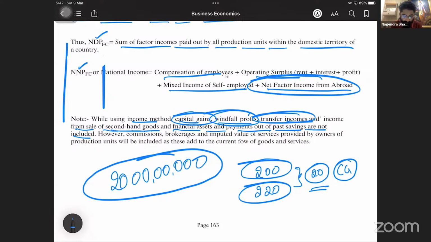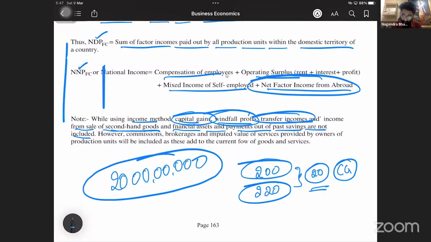And income from sale of second-hand goods. You are selling goods which you have already purchased. You purchased it and you sold it. In the case of second-hand goods, I should not include it. Why, sir? Because it was already included when it was first-hand. So we are not including it here again.